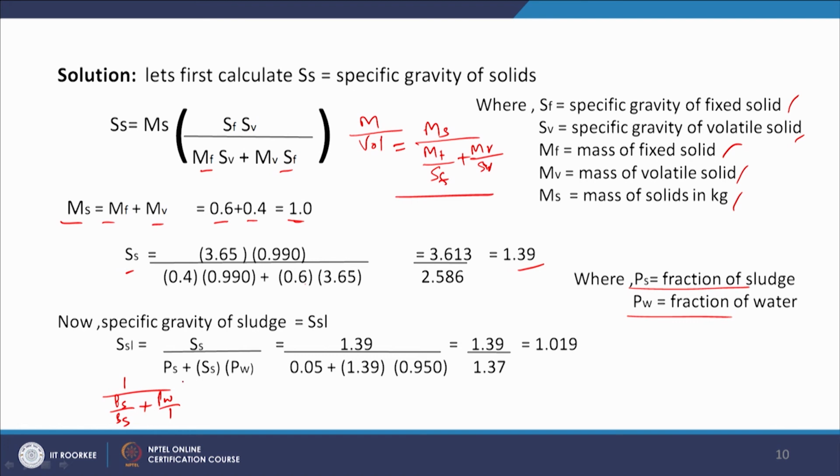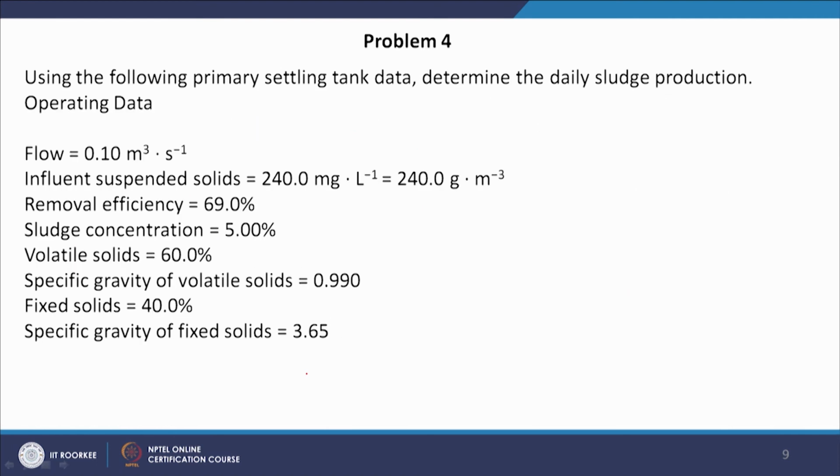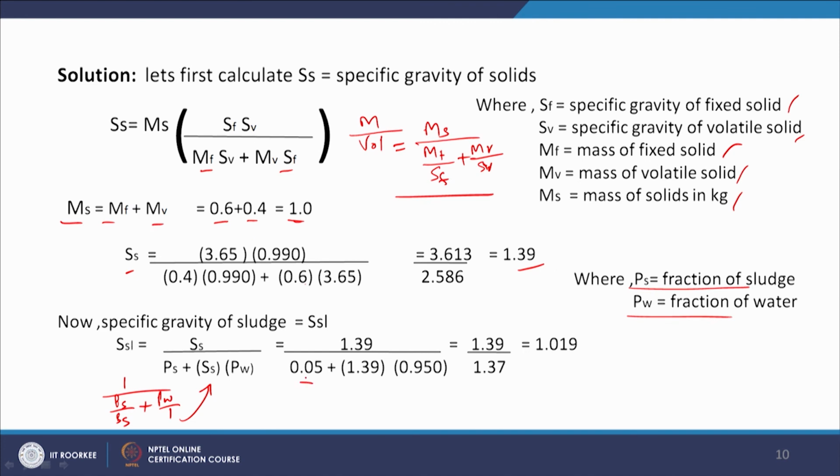So, by rearranging these expressions we are getting this one. S_SL, that is the specific gravity of sludge, will be calculated by this formula. So, 1.39 we have got, and then rho_s is given, that is the fraction of sludge equal to sludge concentration 5%. So, 0.05 it will be, and then S_s we have calculated 1.39 into rho_w. So, 5% solid, so 95% is your water, 0.950. So, that is equal to 1.39 by 1.37, so 1.019. So, this is the specific gravity of the sludge.